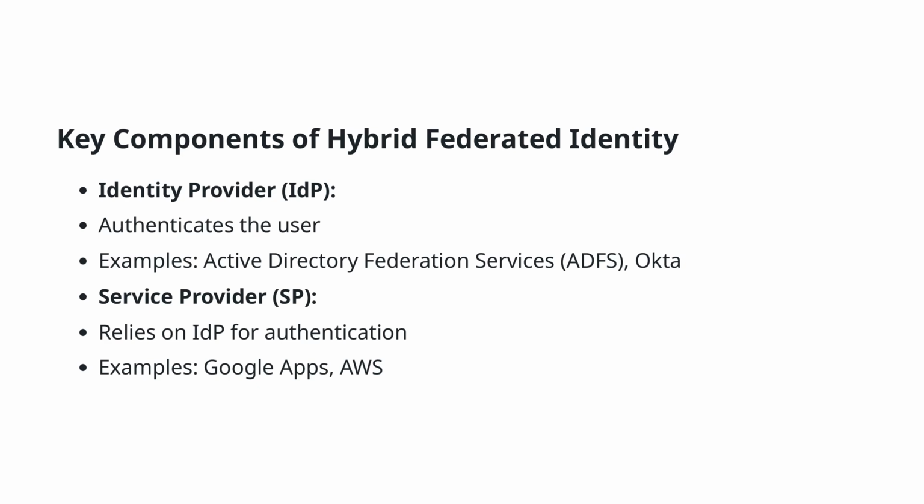Second, there's the service provider, or SP. The SP relies on the IDP to authenticate users. Examples of service providers include platforms like Google Apps and AWS. They depend on the authentication performed by the IDP to grant user access. Understanding these components is essential for establishing a secure and seamless federated identity system in hybrid environments.